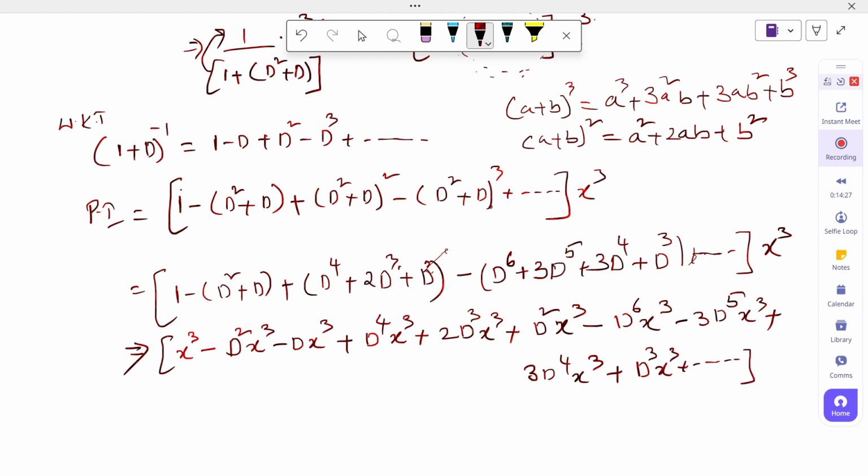Where d stands for? Differentiation. Yes, it stands for differentiation.